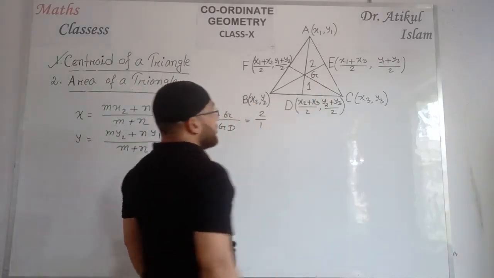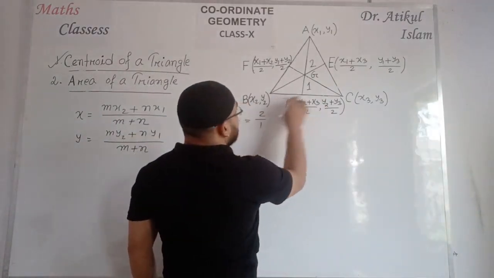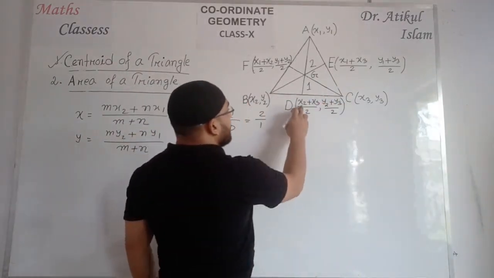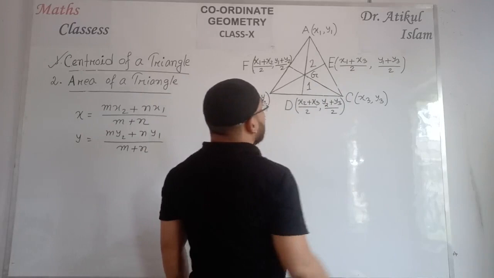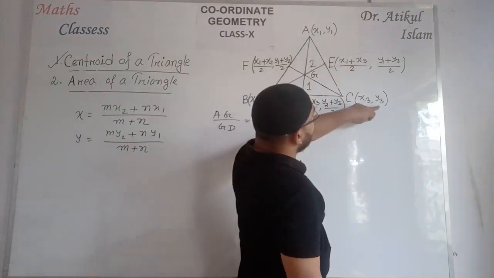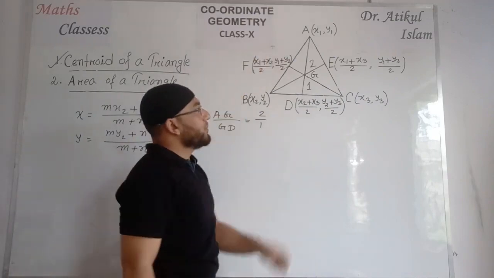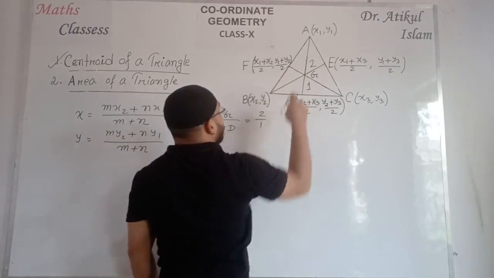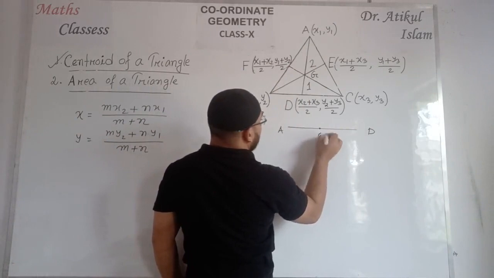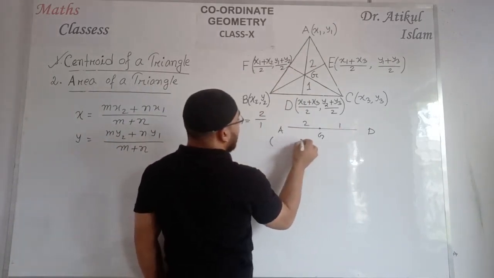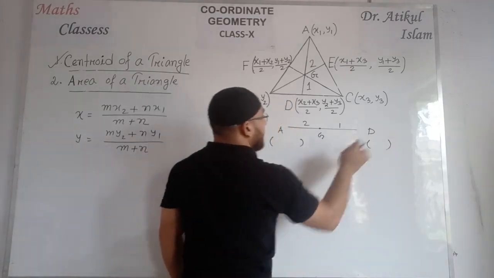Now since G is the centroid, we have to find G. First find the midpoints using the midpoint formula. D, the midpoint of BC, is (x2 plus x3) by 2, (y2 plus y3) by 2. Similarly, E is (x1 plus x3) by 2 and (y1 plus y3) by 2, and F is (x1 plus x2) by 2, (y1 plus y2) by 2. Now in the line AD, G is here, the ratio is known, and A and D are known. So you can use the internal section formula.